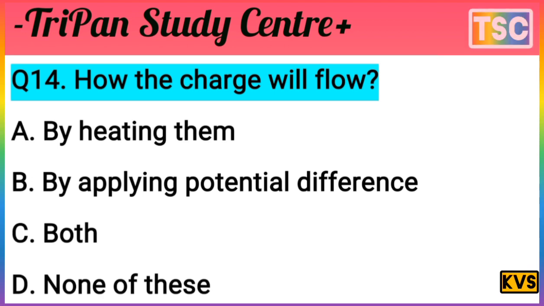Next question on your screen. The question is clear. How will the charge flow? A, by heating them. B, applying the potential difference. C, both. D, none of these.